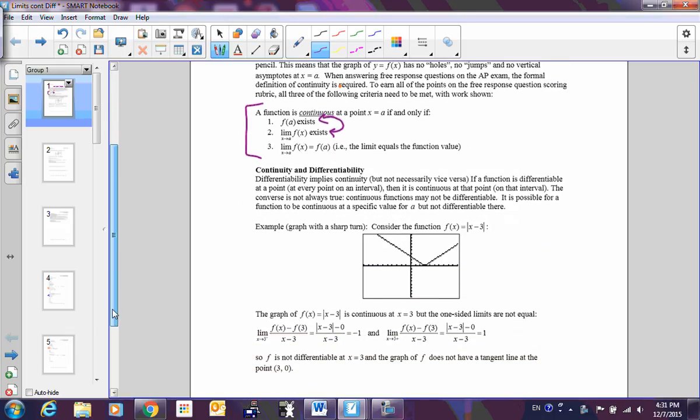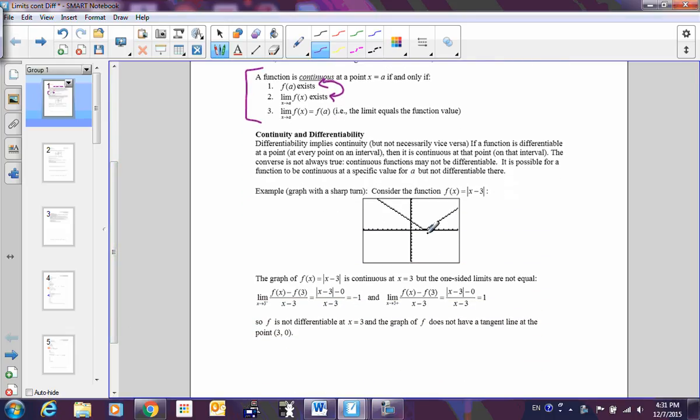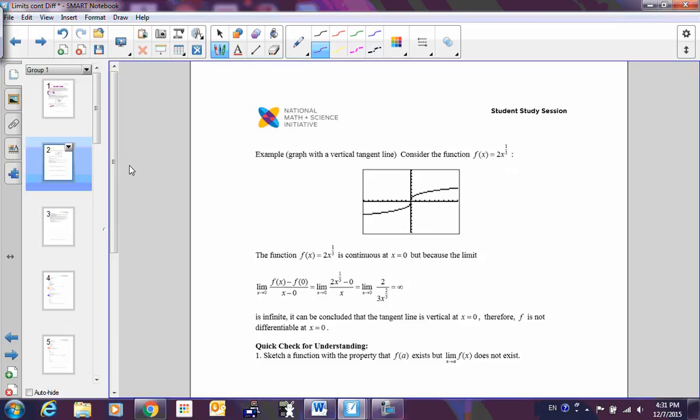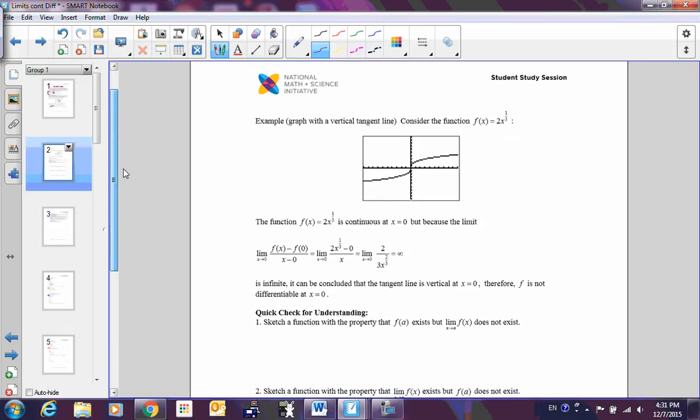Okay, and so then we look at a graph like this, and just as an example, we can see that the limit exists, okay? As x approaches 3 from the left and the right, y equals 0, okay? And there's a point there. But we don't have differentiability, okay? We call that a cusp. All right, and here was another situation where we have continuity but no differentiability, okay? This is a vertical tangent.